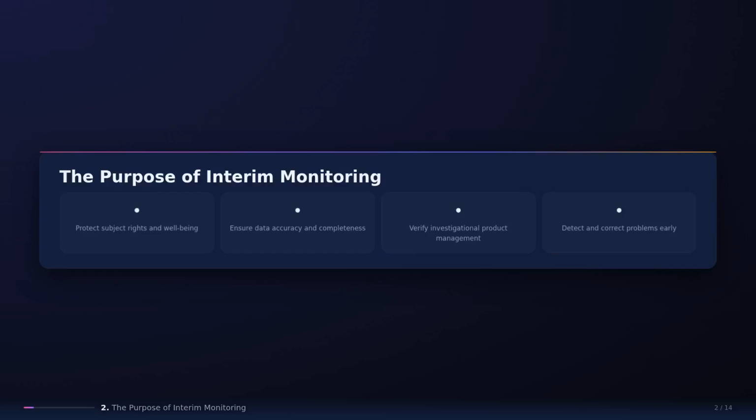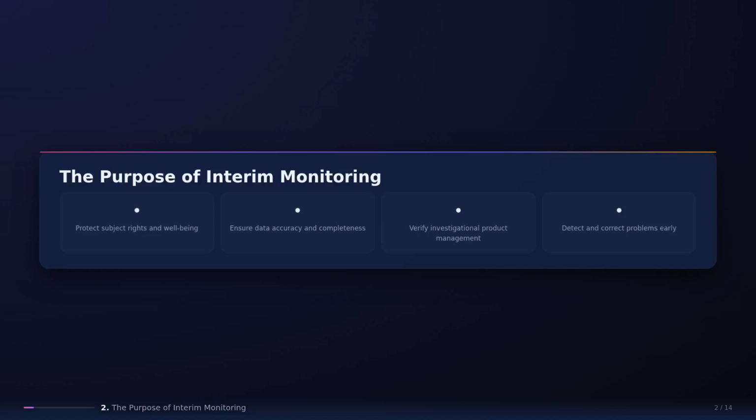Interim monitoring is the ongoing process of verifying that clinical trial activities at investigative sites are conducted in accordance with the protocol, good clinical practice, and applicable regulations. Its purposes are fourfold: protect the rights and well-being of human subjects, ensure the accuracy and completeness of trial data, verify that investigational products are properly managed, and detect and correct problems early before they compound.